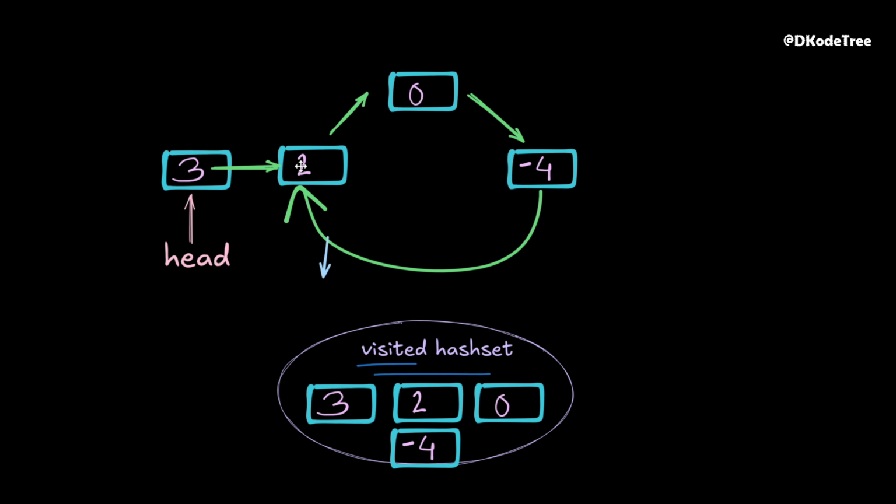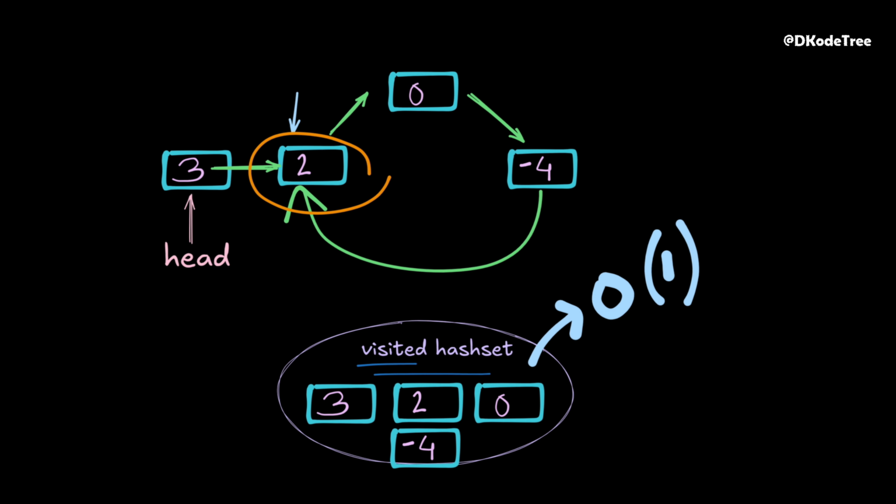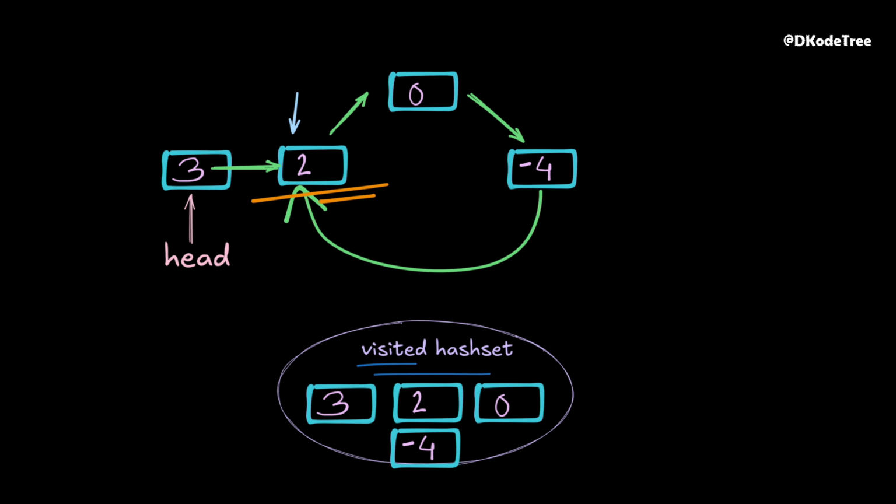Next we again move to this node 2. Now we can see that node 2 is already present in our hash set, and this lookup we can do in O of one time. As this node is already present in our hash set, so obviously there is a cycle. And since it is the first time we are seeing a repeated node, it must be the start of the cycle. So whenever we see the first repeated node, we return it as our result.